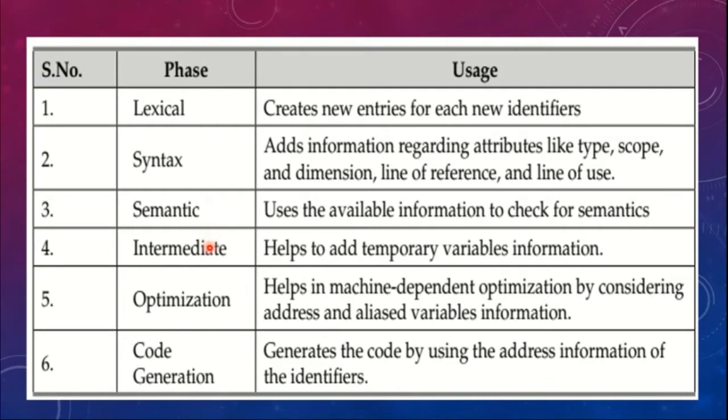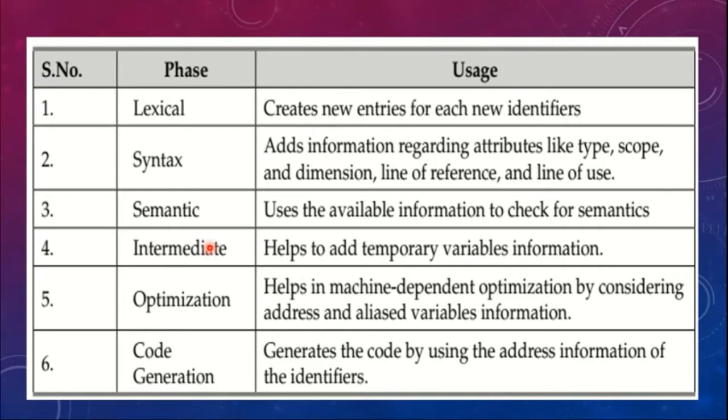In the same way, intermediate code generation also uses the symbol table. It is used to create temporary variable information, and such temporary variable information can be stored in the symbol table. For that purpose intermediate code generation uses the symbol table to store such information.